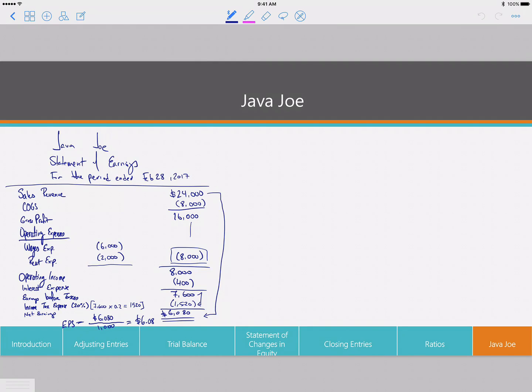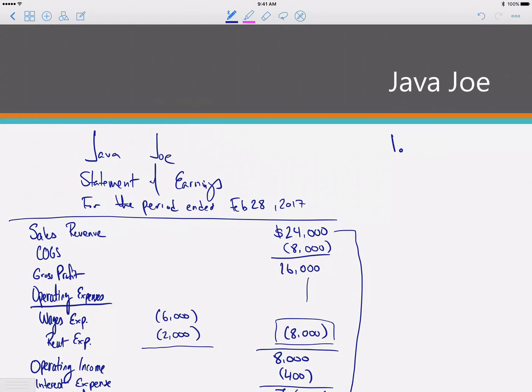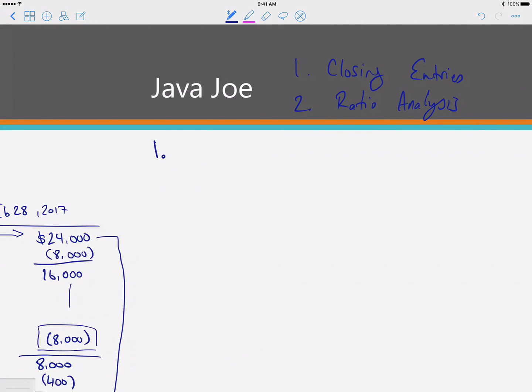So the first step is we're going to do closing entries, and then we're going to do ratio analysis. So if you look here, I've got our income statement from the last review session, and we're just going to do our closing entries with all of our accounts right here. So step one is to close our revenue accounts to our income summary. Our sales revenue for the period was $24,000. So we're going to debit sales revenue $24,000, and we're going to credit income summary by $24,000.